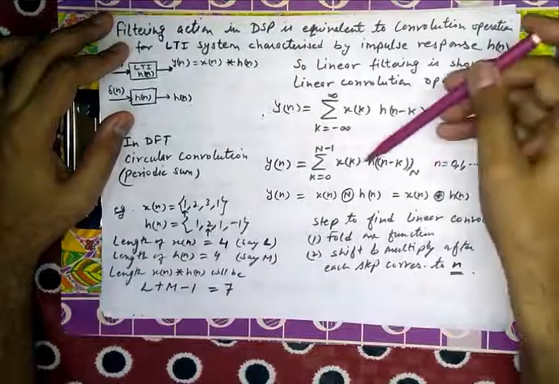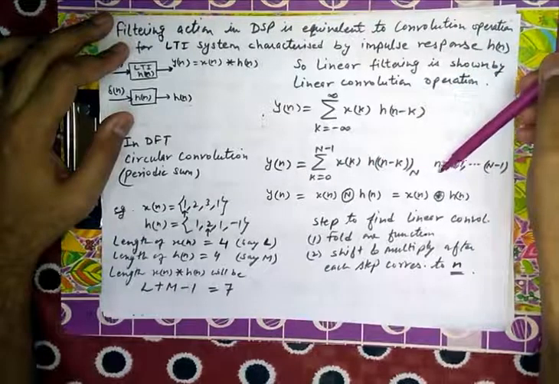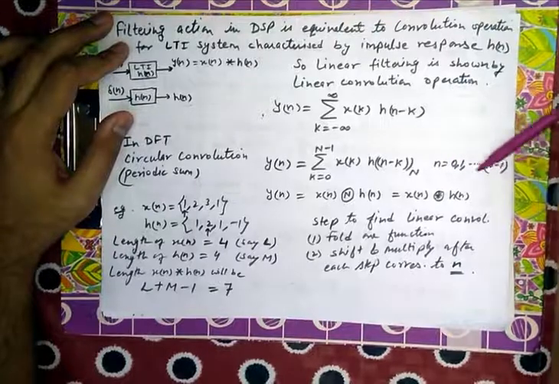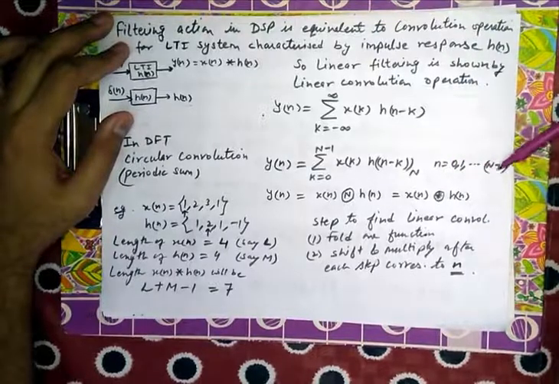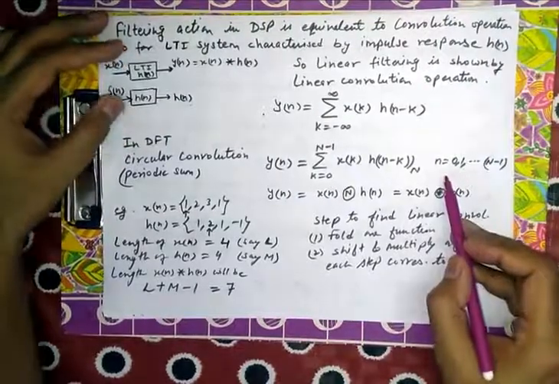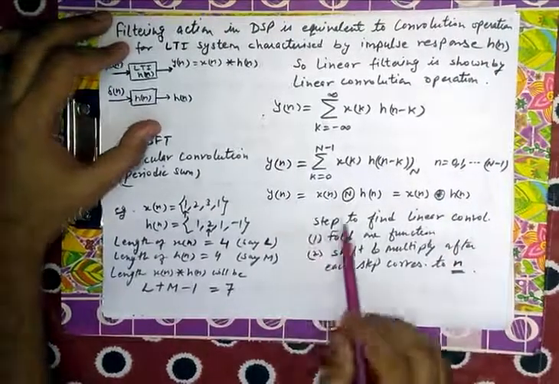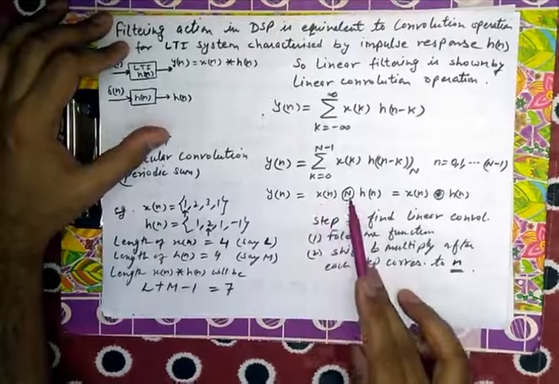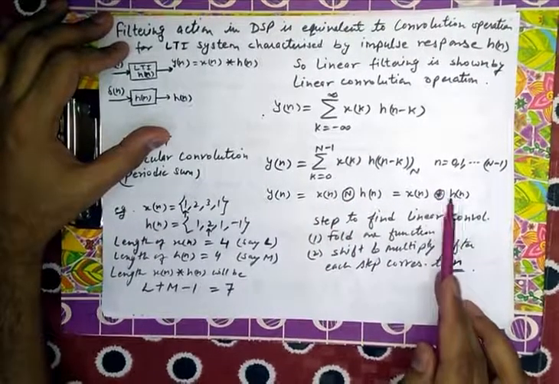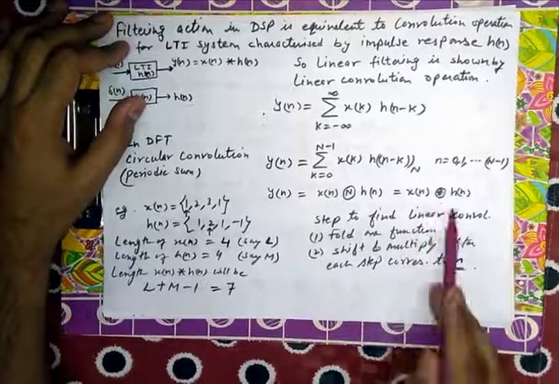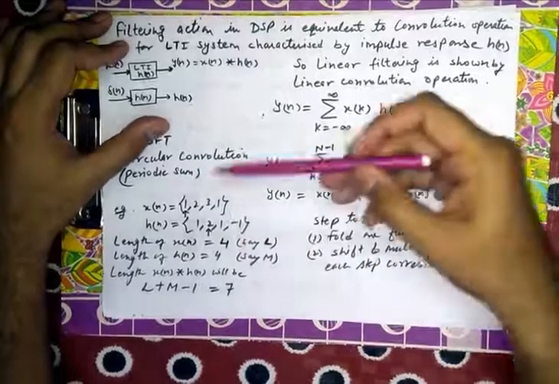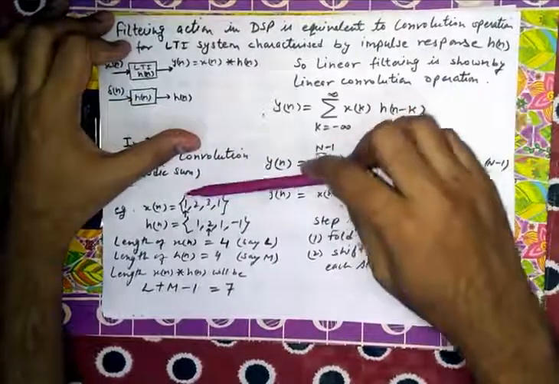Capital N is the value of the fundamental period of that DFT, and small n varies from 0 to N minus 1. That is, capital N is the number of samples, and small n is the instantaneous sample. It is represented using x[n], N, circle, h[n], the convolution symbol surrounded by a circle. Both are representations for circular convolution. Now we will study some examples of both linear convolution and circular convolution.